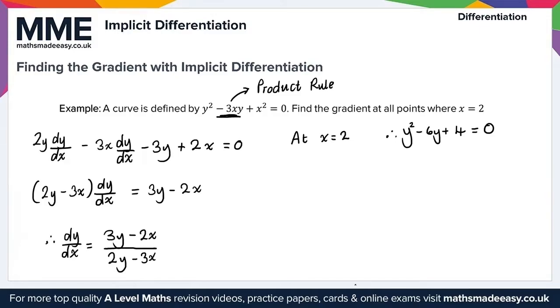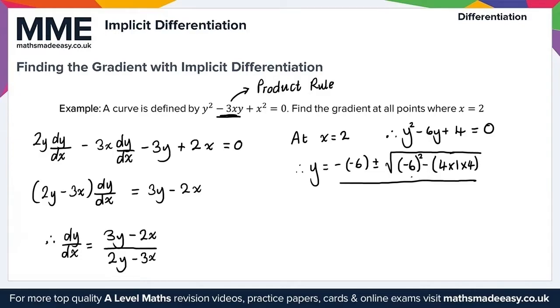So therefore we can now find y, and in this case y is simply equal to, using the quadratic equation here because we can't factorise this expression, minus 6 plus or minus the square root of b squared, minus 6 squared, minus 4 times 1 times 4 there. Remember we divide this by 2a, and in this case a is 1, so we divide this by 2.